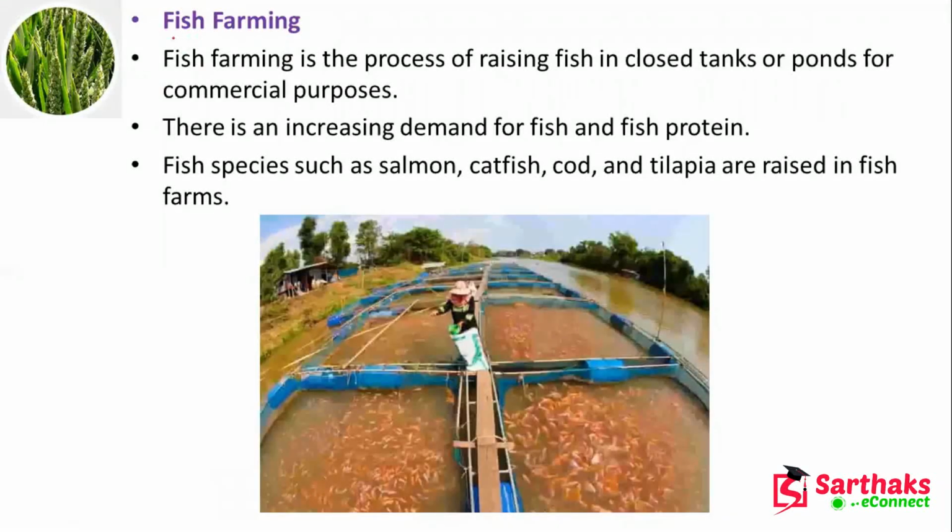Now the fish farming. Fish farming is the process of raising fish in enclosed tanks or ponds. Here you can see small ponds they have made, and they are going for fish farming. And the fishery department of the Government of India is there, so they are encouraging all the methods. Salmon, catfish, cod, and tilapia are raised in fish farms, and the increasing demand for fish and fish proteins will be fulfilled.